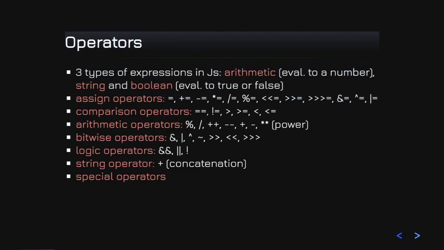Then we have comparison operators: equal, different, larger, larger or equal, smaller, smaller or equal. Arithmetic operators, which are the usual ones: modulo, division, incrementation, decrementation, addition, subtraction, and power, so raising a number to an exponent. Bitwise operators: and, or, XOR, not, bit shift to the right, bit shift to the left, and I don't remember what this one was. Logic operators, so AND, OR, and NOT. The string operator, which is plus for concatenation, and we have all sorts of special operators which are described on the next slide.